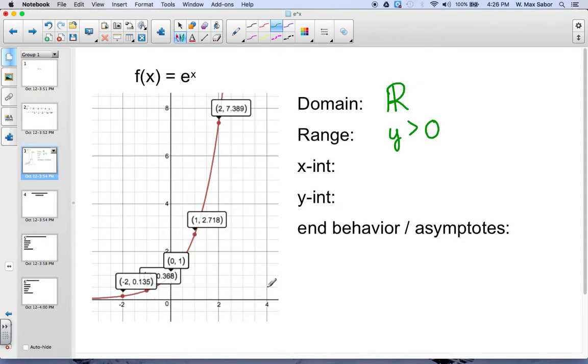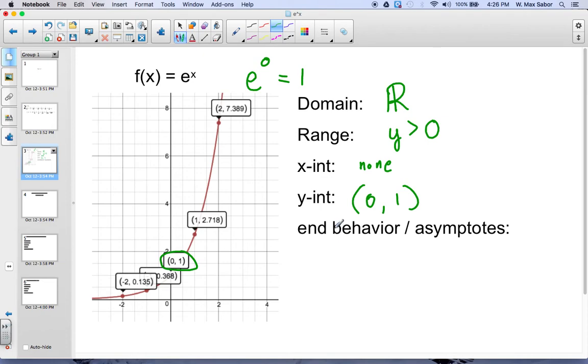And you can see that from here, it goes from 0 and it goes up. On the left, it's going to get closer and closer to 0, but never quite touch it. The x-intercept, well, this one doesn't have an x-intercept because it never quite touches. The y-intercept, when you plug in 0, e to the 0, just like anything else raised to the 0th power, it's 1. So we have 0, 1 as our y-intercept.